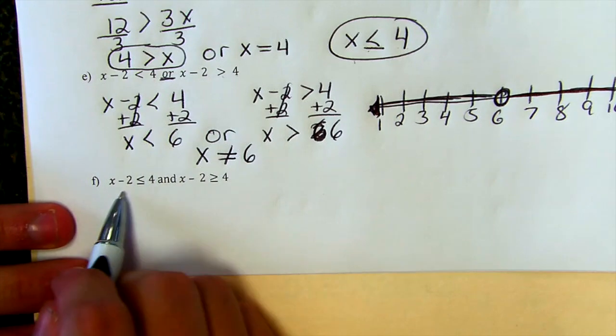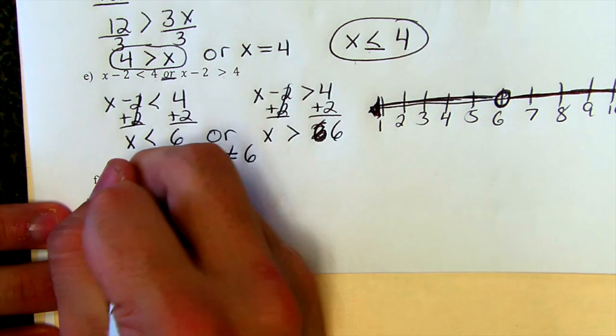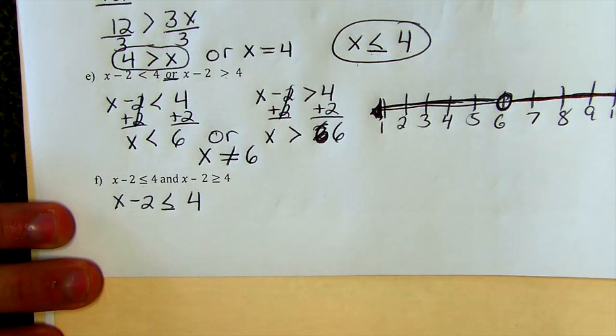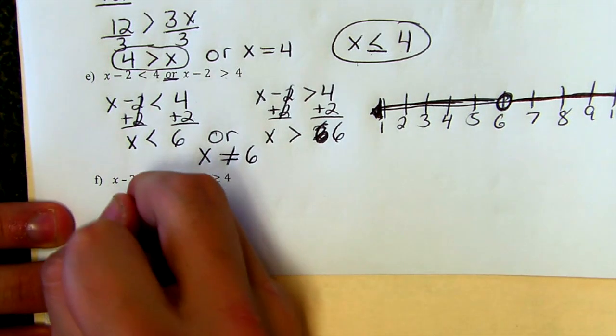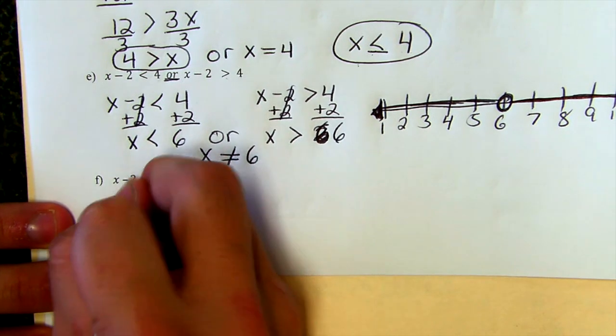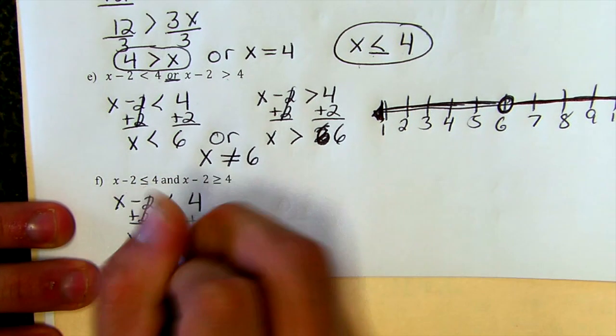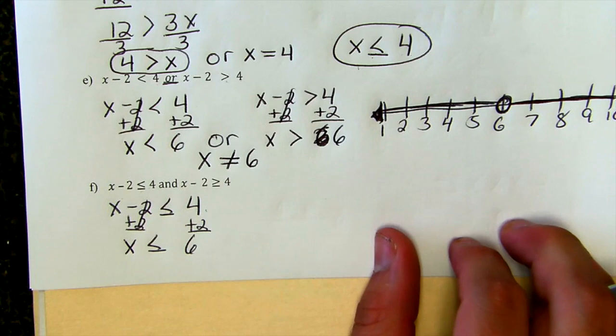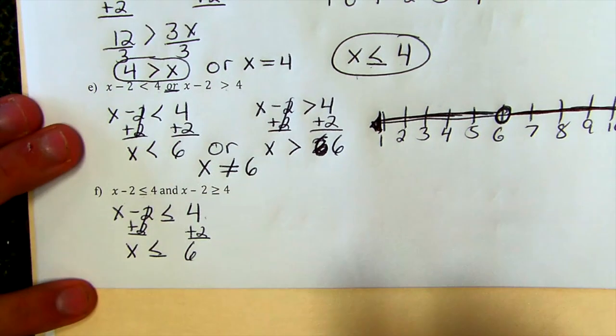So now let's look at f. F says x minus 2 is less than or equal to 4. So we have x minus 2 is less than or equal to 4. To solve this, we're going to have to add 2 on both sides. Add 2. So we'll get x is less than or equal to 4 plus 2 is 6. So x is less than or equal to 6.